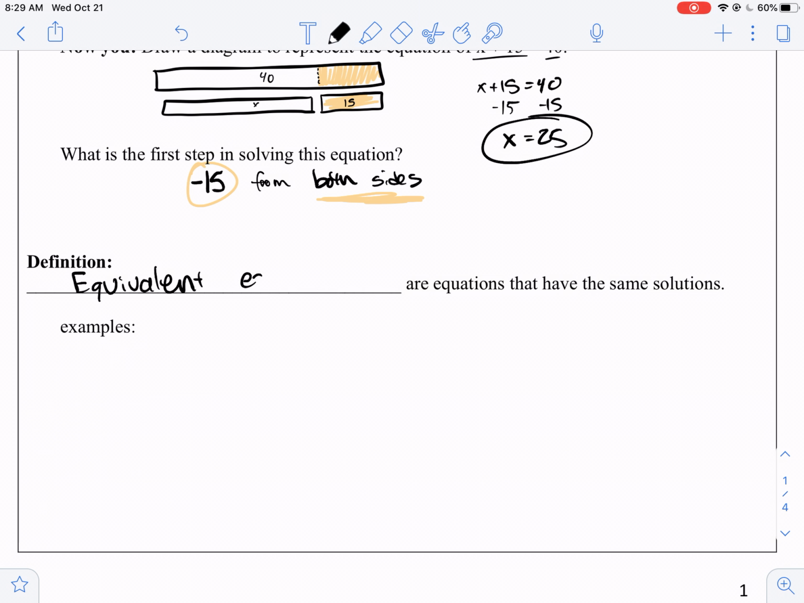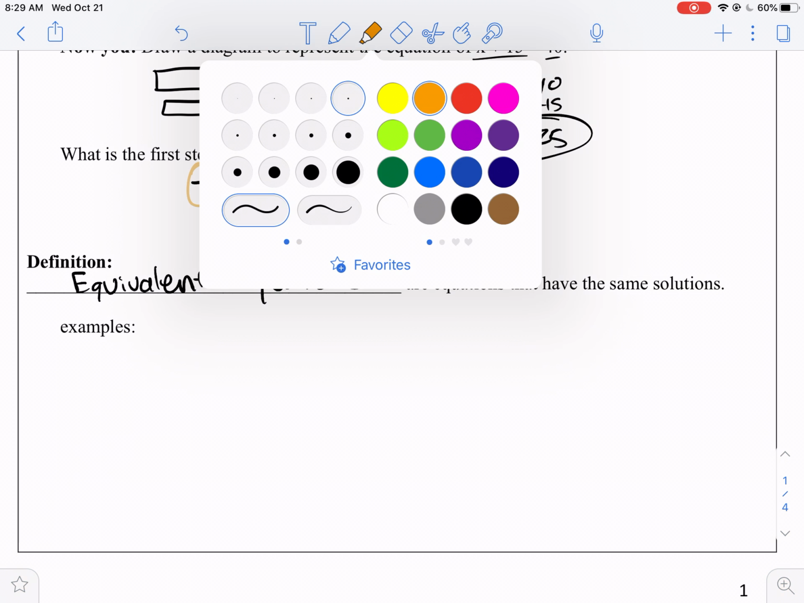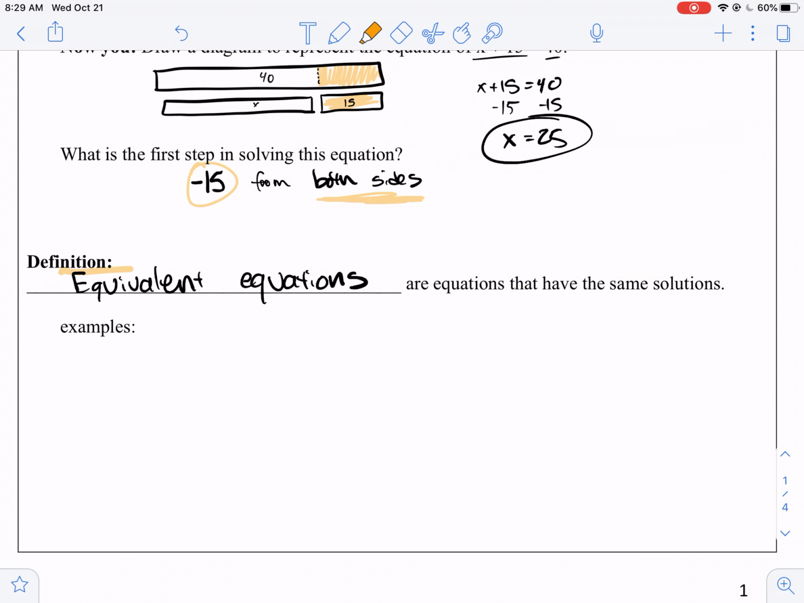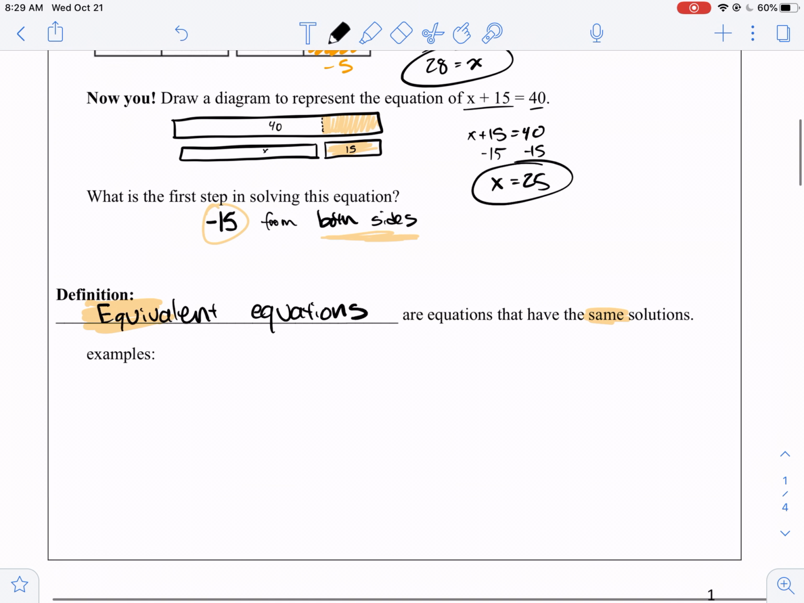Equivalent equations always come in pairs. Equivalent equations are things that are equal, that's where the word equivalent comes from. They have the same solutions. For example, we just had up here x equals 25. That's an equation. x equals 25 is equivalent to x plus 15 equals 40. They have the same solution, which is x equals 25.